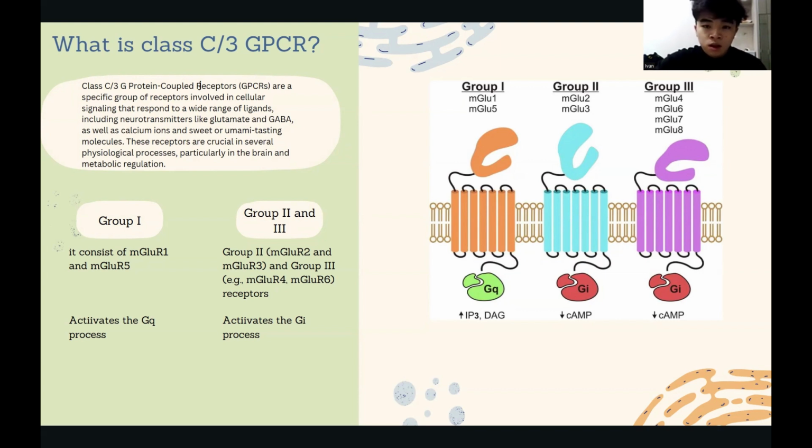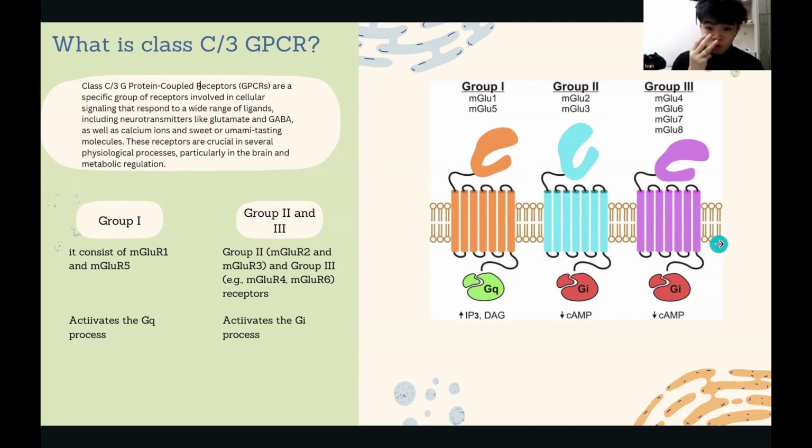And moving on to Gi, which is an inhibitory process, these receptors will inhibit adenylate cyclase, reducing the level of cAMP, which in turn affects various cellular processes, including the regulation of neurotransmitter release.